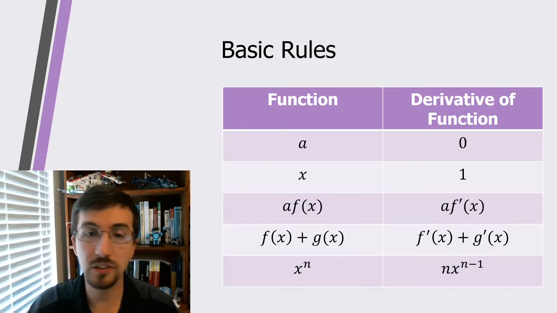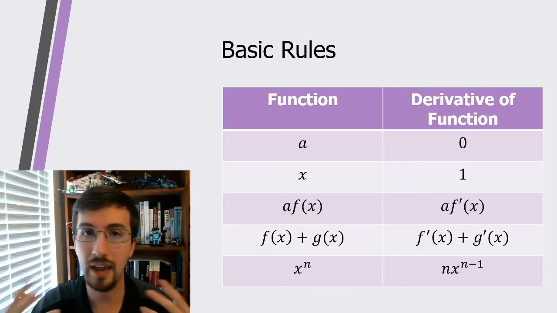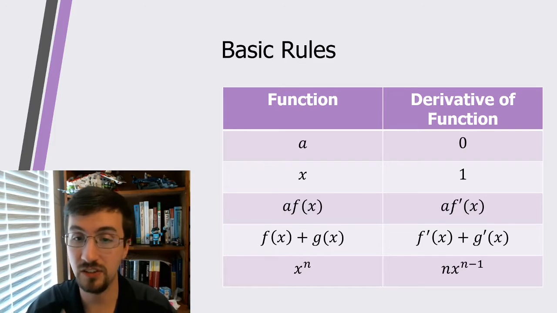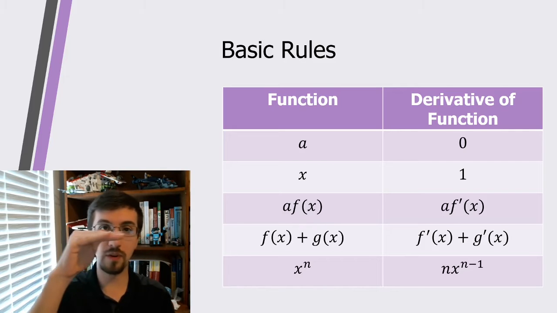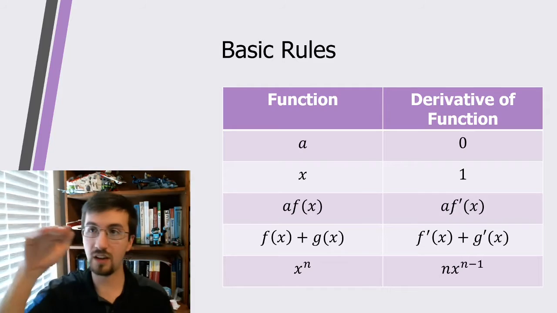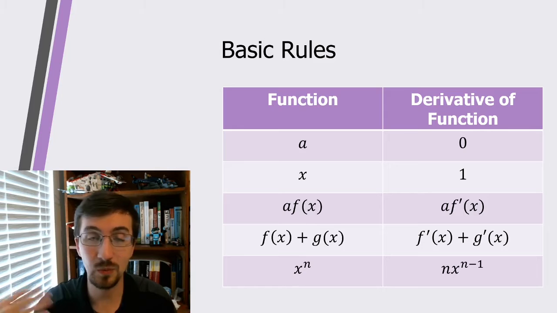So, here are just a couple of the basic rules. First, if you have a constant value, just like a is 1, a is 5, a is 100, but it never changes. It's just a constant. The derivative of a constant is 0. The slope of a flat line is 0. It never rises, it never changes. It's just constant. If you have a function x, the derivative of x is just 1. The slope of the line y equals x is 1, right? y equals 1x. So the derivative of x is just 1.